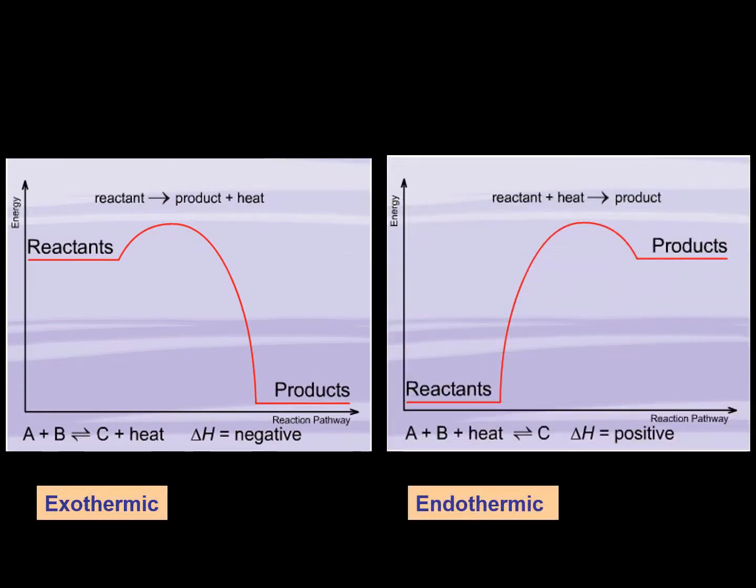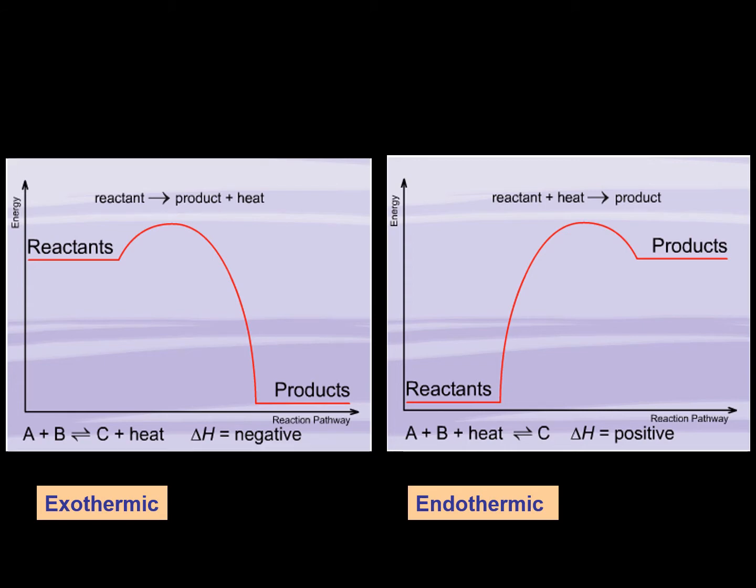Temperature: there are exothermic reactions and endothermic reactions. We can identify the type of reaction by the enthalpy value. A negative enthalpy indicates exothermic, and an enthalpy value with a positive number indicates endothermic.